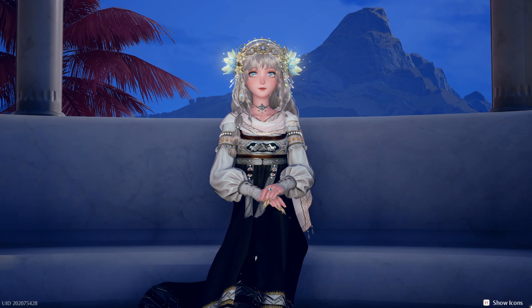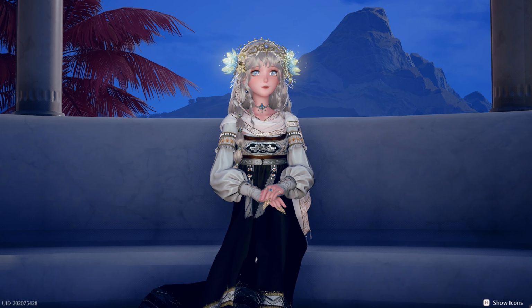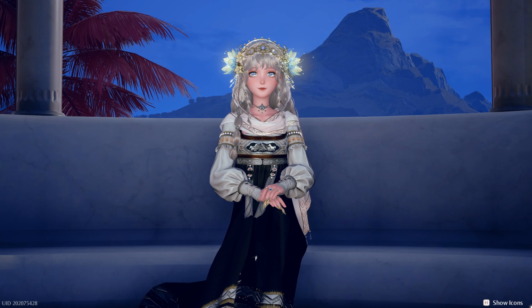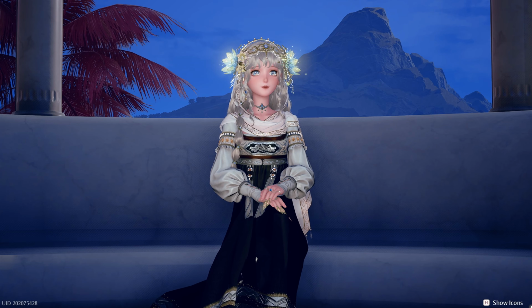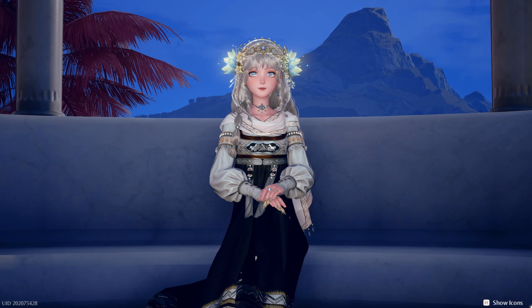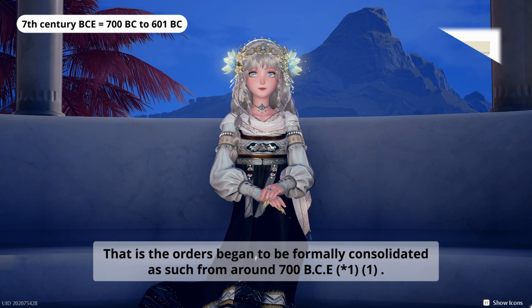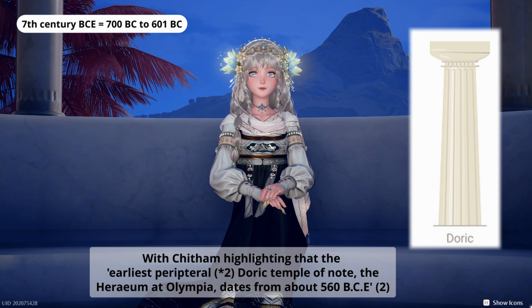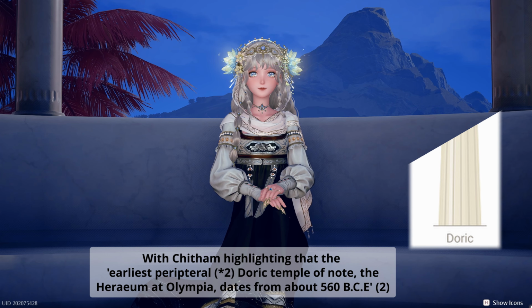There are 5 classical orders of architecture, that is, types of columns that you'll see most frequently in Greco-Roman architecture. They are Tuscan, Doric, Ionic, Corinthian, and Composite. The Doric order dates to approximately the 7th century BCE and is considered minimalistic in its design.